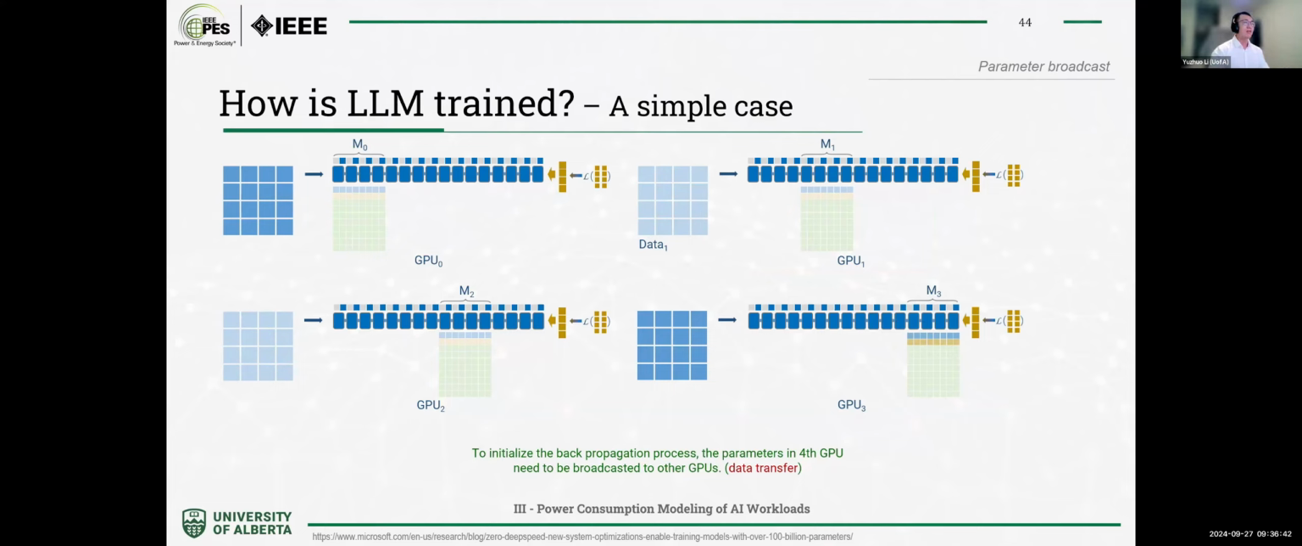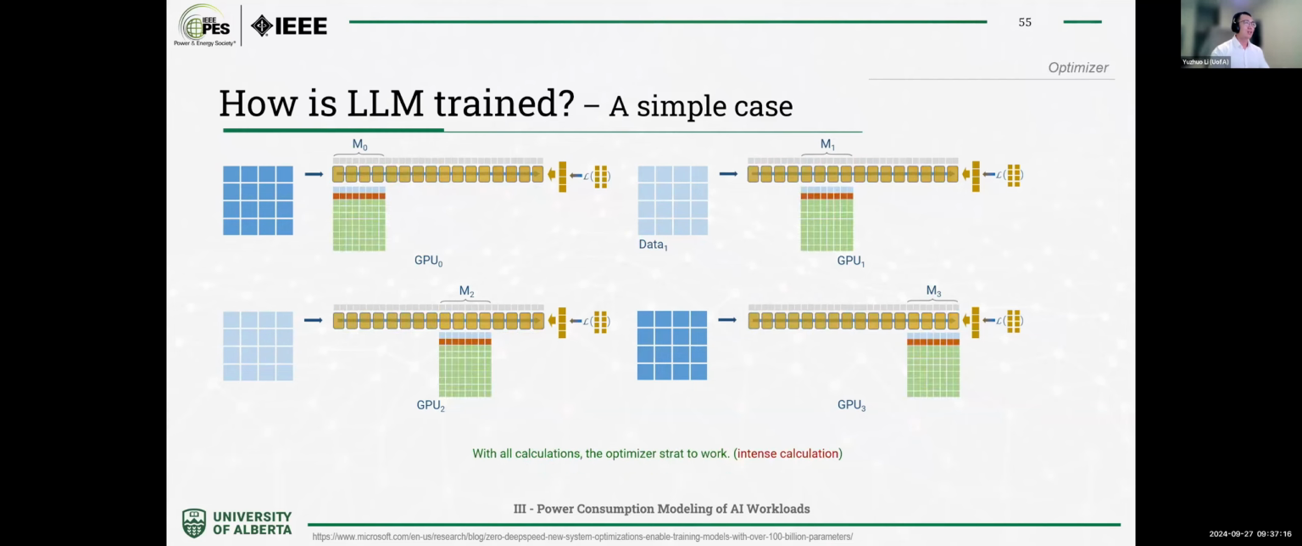So for the parameters in the fourth GPU, we start from the end now. So the parameters in the first GPU will start to broadcast to the other GPUs. So this causes a data transfer for sure. And then the parameter gradients will be calculated in each GPU. And this causes a calculation power surge. And this continues, the whole procedure being like the reverse process of the forward path. Then it will just continue until the end.